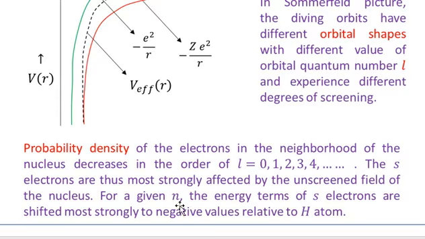Thus, for a given n, the energy terms of S electrons are shifted most strongly to negative values relative to the hydrogen atom, because these are more strongly bound to the nucleus and will come closer to the nucleus during their elliptical orbits. Then of course they will have more negative energies, that is, their binding energies will be higher in comparison with that of the hydrogen atom.